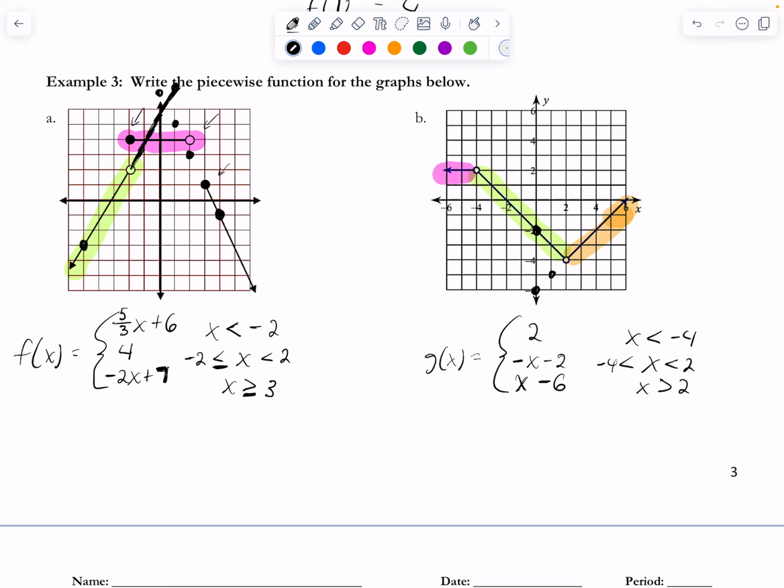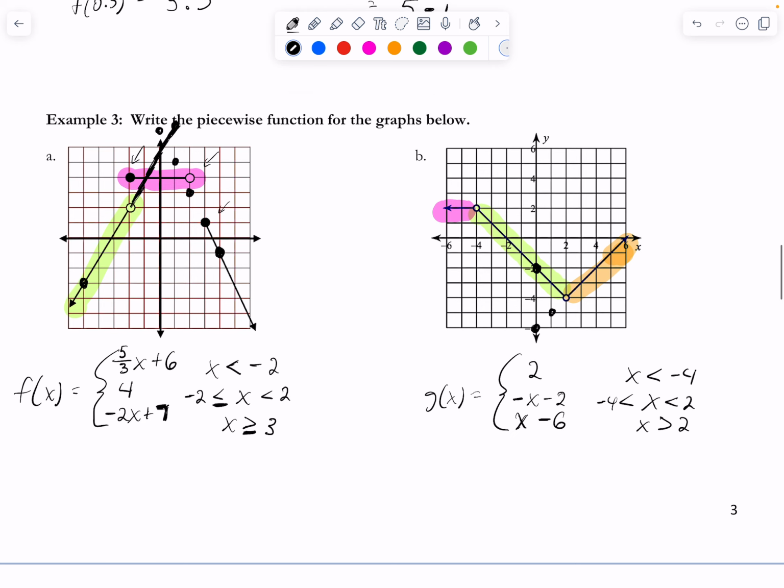All right, this will take some practice. Like I said, this is probably the most challenging part of the piecewise functions, but hopefully you got a chance to see all the different iterations here of graphing them, evaluating, and then trying to write your own piecewise function.